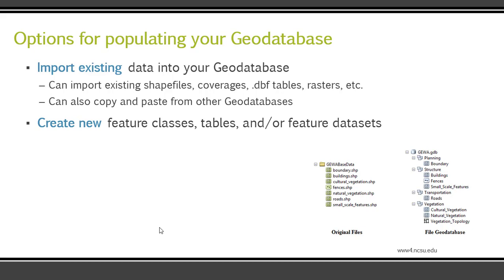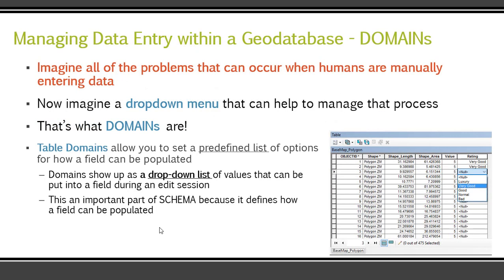So you can move existing data and you can either migrate it to the new data model or just move it from another geodatabase, or you can start the data creation process from within that geodatabase and right click on the geodatabase and do new feature class or new table or new feature data set. All of those things, both the importing and the creating new, we will do in our exercise after this lecture.